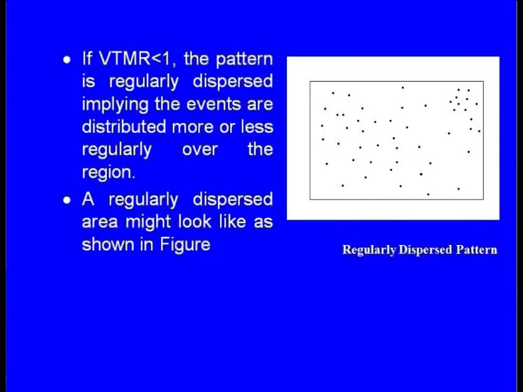The second condition is that if VTMR is less than 1, the pattern is regularly dispersed, implying the events are distributed more or less regularly over the region. A regularly dispersed area might look as shown in the adjoining figure, wherein we find that points are distributed over the whole region and there is no concentration of points at any region within the sample space.